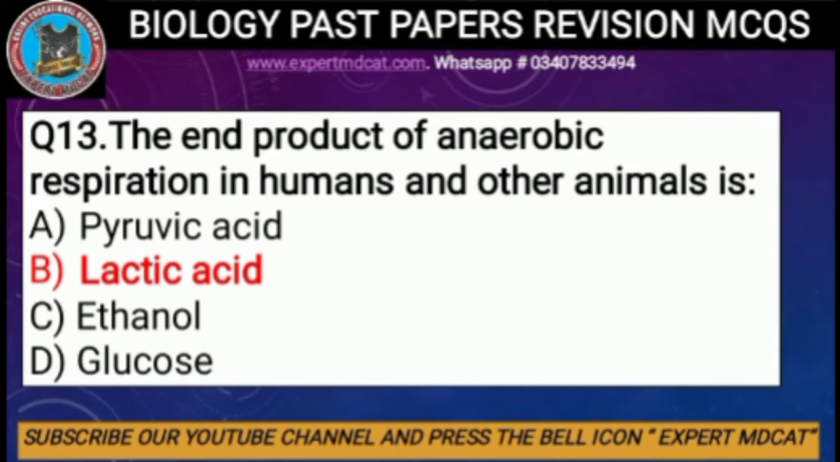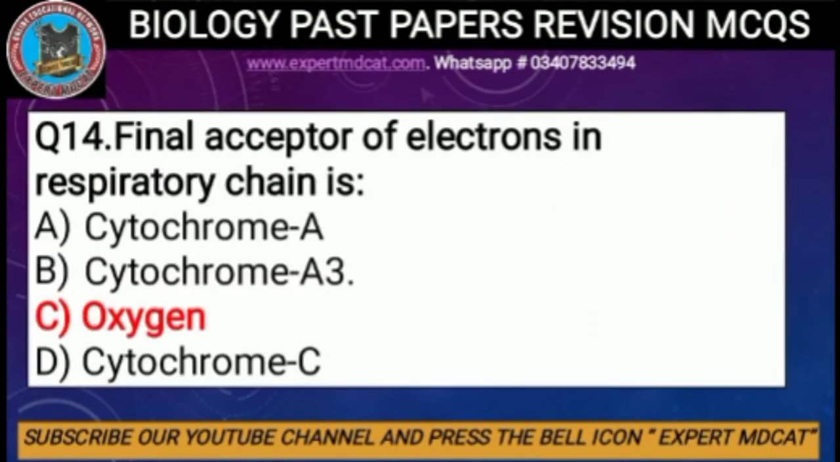Each pyruvic molecule is converted into lactic acid in the absence of oxygen, and it occurs in muscle cells of humans and other animals during extreme physical activity. So the correct option is B, that is lactic acid.